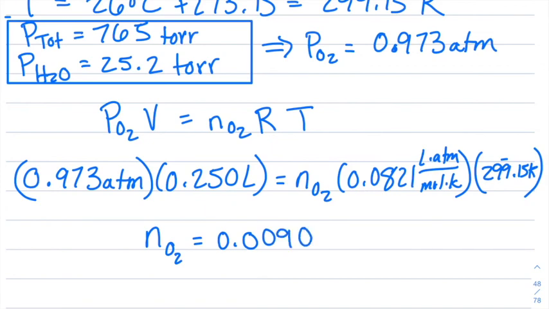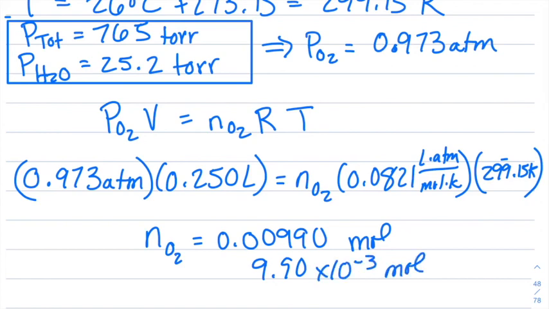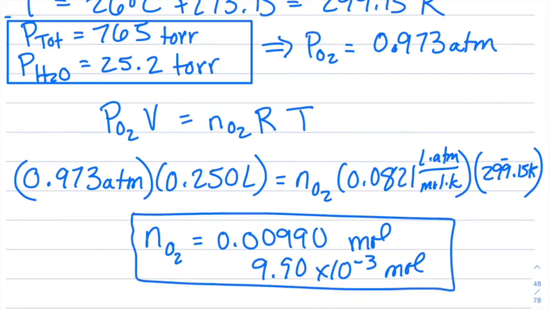0.00990 moles, and that could also be written 9.90 times 10 to the negative 3 moles, like so. All right. Is everybody getting a similar answer here? All right, excellent. Any questions on how we got this answer?